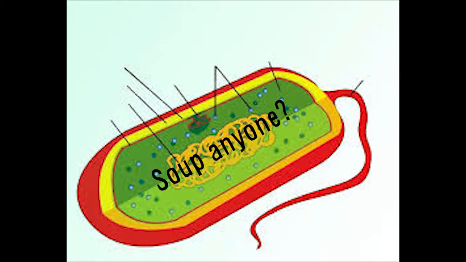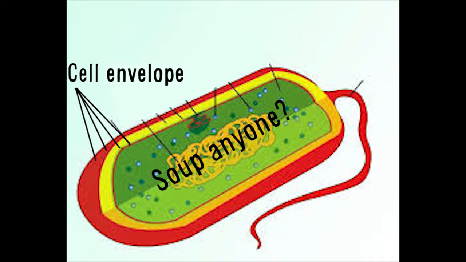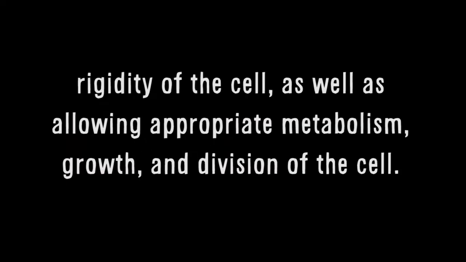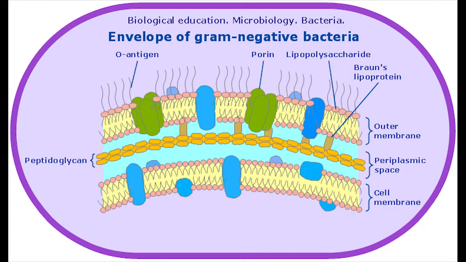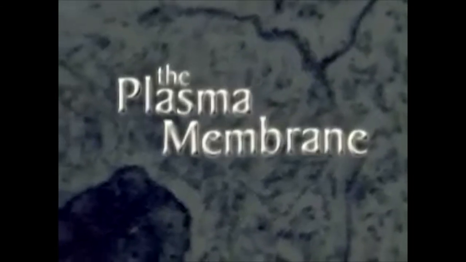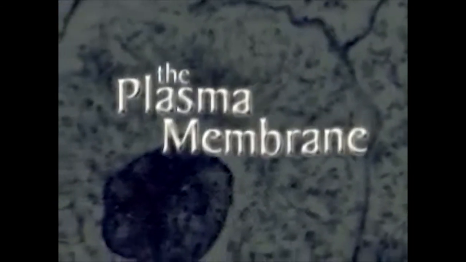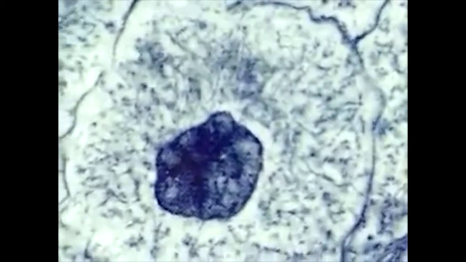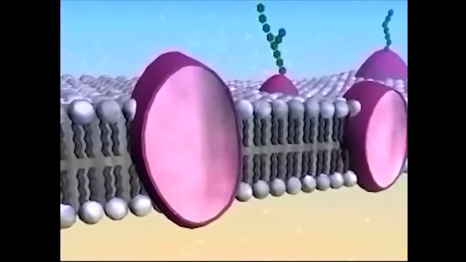This internal soup of organisms is contained within a cell envelope, responsible for protection of the cell, communication with the environment, maintenance of cellular shape, stability, and rigidity of the cell, as well as allowing appropriate metabolism, growth, and division of the cell. The cell envelope is made up of the plasma membrane, periplasmic space, cell wall, capsule, and an outer membrane in gram-negative bacteria. The plasma membrane, a familiar structure from eukaryotes, is responsible for controlling the passage of materials in and out of the cell as a permeability barrier.